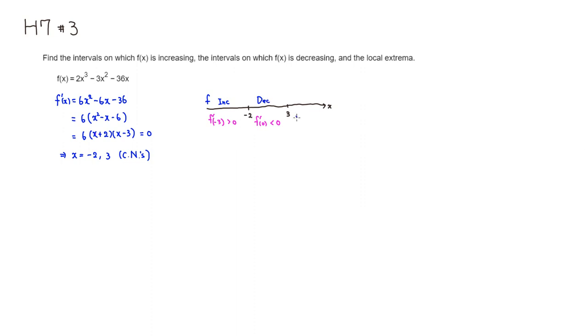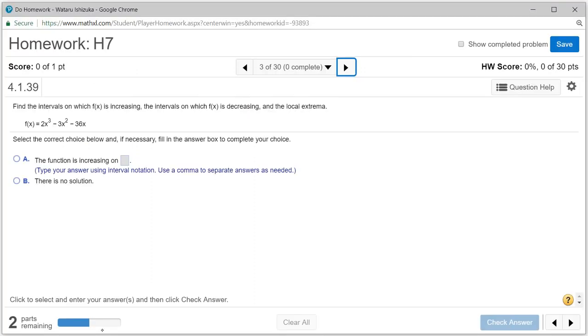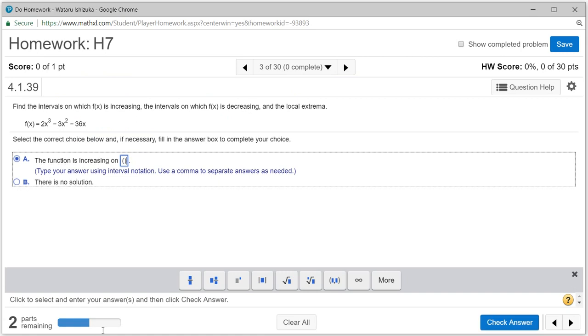And for anything after 3, I'll try maybe 4. 4 plus 2 is positive, 4 minus 3 is positive, so everything is positive. Maybe I should use the same color. So f prime of 4 is positive, which means that the original function is increasing there. So it's increasing before negative 2 and after 3. Let's type it in: the function is increasing on negative infinity to negative 2, comma, and positive 3 to positive infinity.